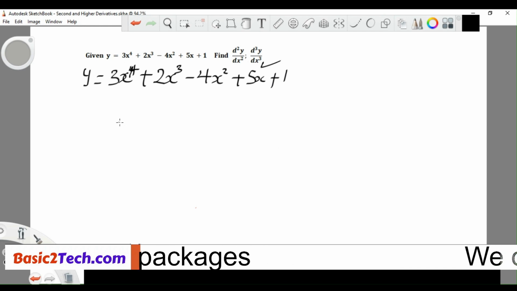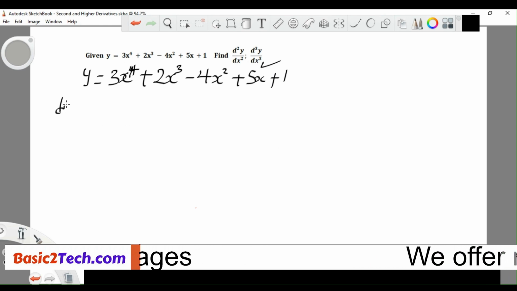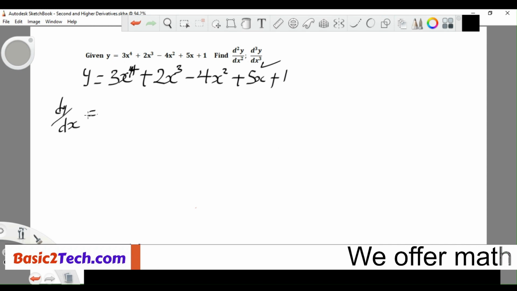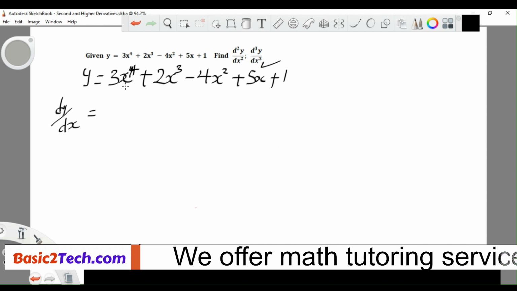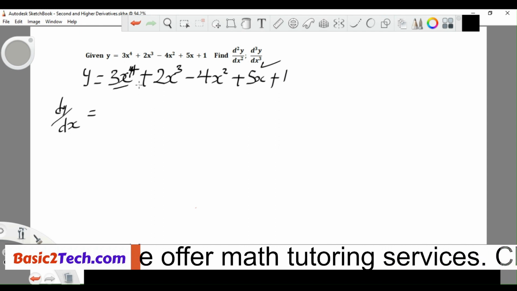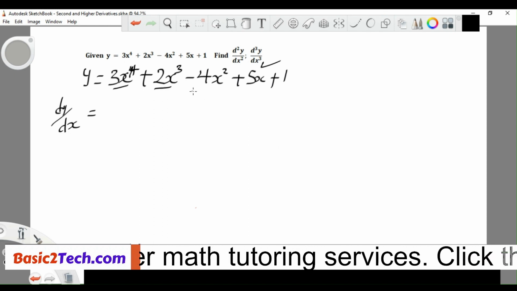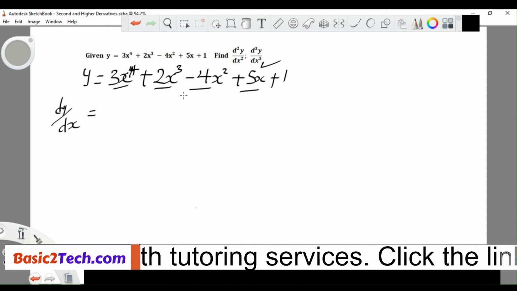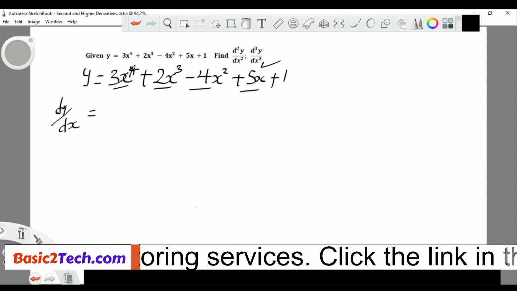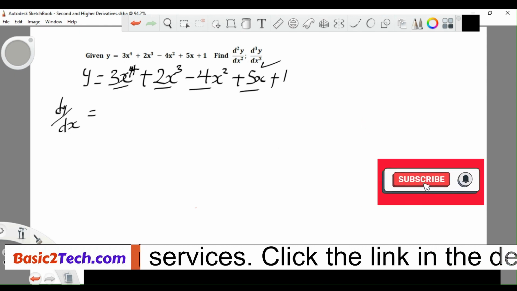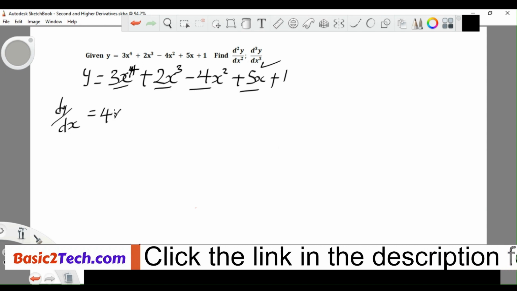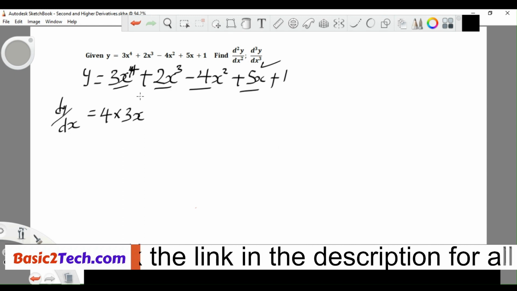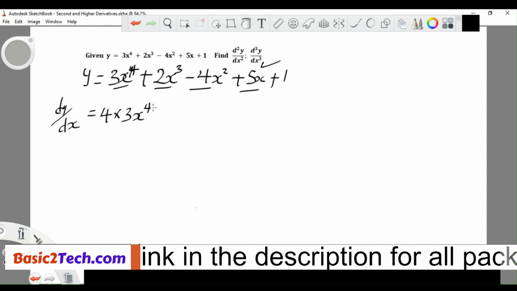So to differentiate once, we use dy over dx. Remember, to differentiate a polynomial, we differentiate each term. So we differentiate 3x to the power 4, we differentiate the next term, and the next term. To differentiate this first term, remember, it is the power times the coefficient. So we have 4 times 3x, then 4 minus 1.